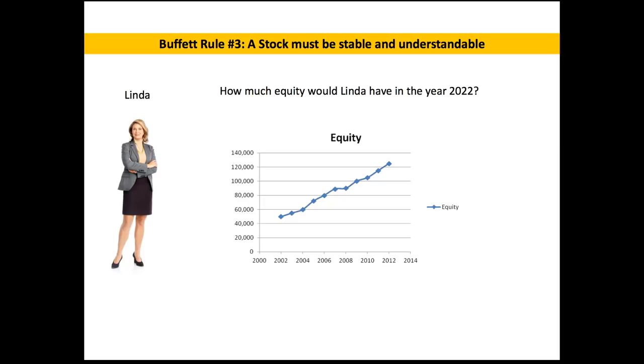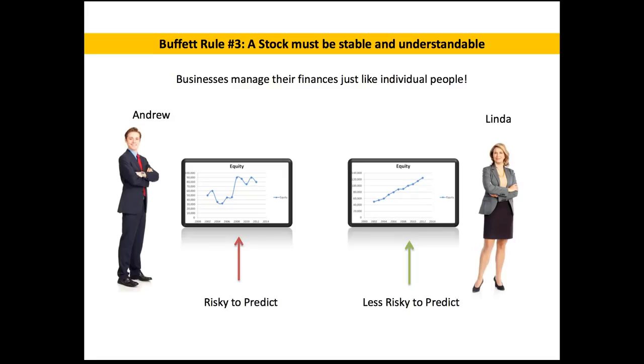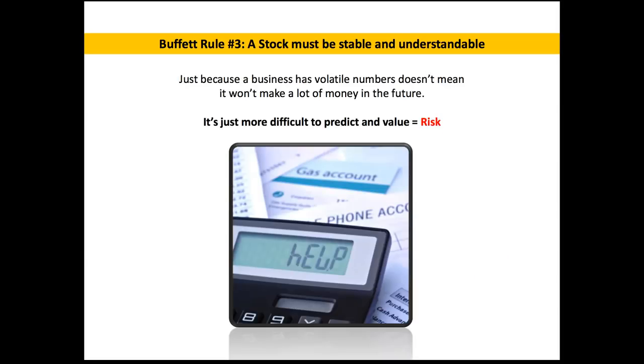Compared to Andrew, it's much easier to estimate where Linda would be. As we look at these two people, the thing I want you to take away from this scenario is that businesses are managed just like individual people. The business that we want to find and invest in is a business that is very steady, very predictable, because when we're trying to figure out the intrinsic value of a business, we're going to be adding up all the cash that we could take out of the business over a 10-year period. And it's very difficult to make that assessment when you have a business that moves like Andrew as opposed to a business that moves like Linda. Just because a business has volatile numbers doesn't mean it won't make a lot of money in the future.